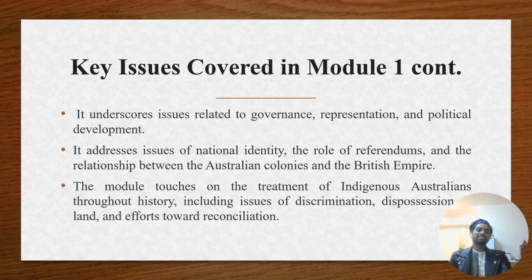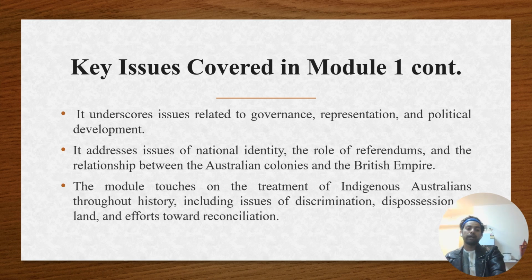Key issues covered in module first, to be continued. It underscores issues related to governance, representation, and political development, and it addresses issues of national identity, the role of referendums, and the relationship between the Australian colonies and the British Empire. The module touches on the treatment of Indigenous Australians throughout history, including issues of discrimination, dispossession, land, and effort towards reconciliation.